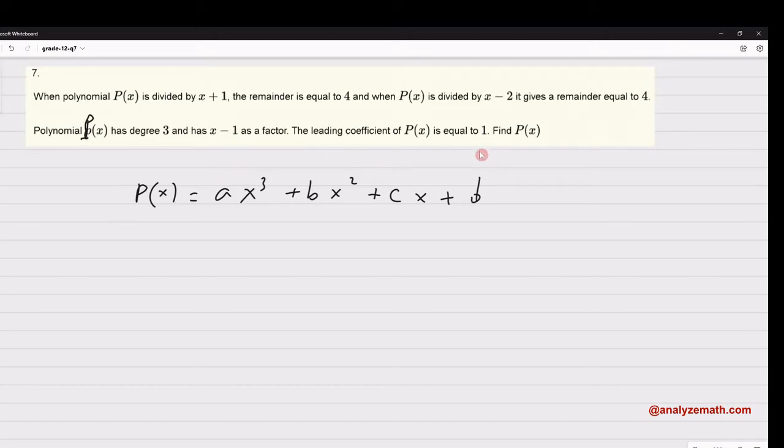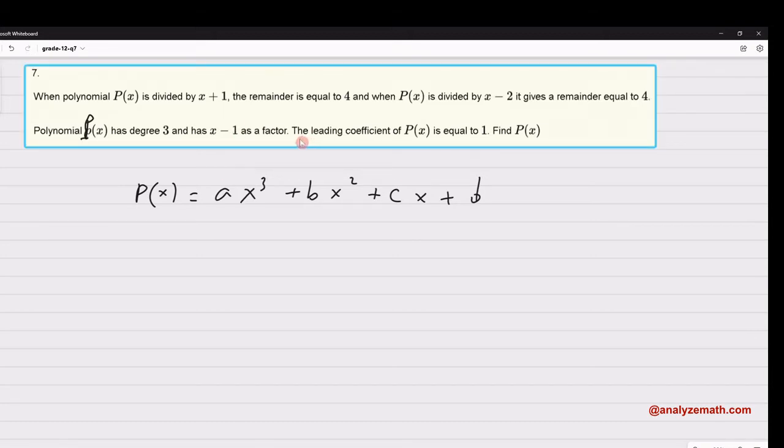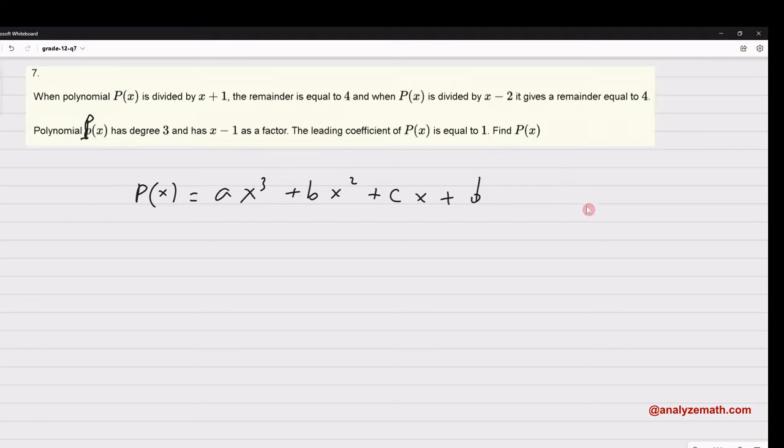Now the next piece of information that is easy to implement is that the leading coefficient is equal to 1. The leading coefficient is the constant that comes with the highest power. So it's equal to 1. So we write p of x is equal to x^3 + bx^2 + cx + d. So instead of trying to find a, b, c, d as unknowns, we are looking now to find these three unknowns only.